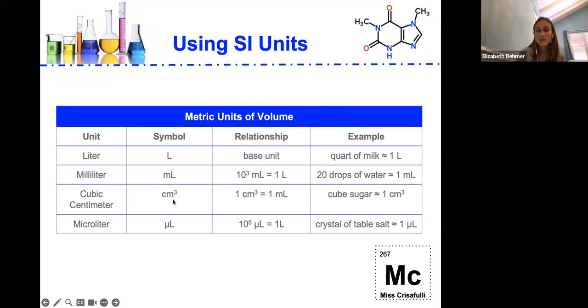The cubic centimeter, cm cubed: 1 cubic centimeter is equal to 1 milliliter. And a cube of sugar is about the size of 1 cubic centimeter. And the microliter is even smaller. So what would this be? 1,000,000 microliters, 10 to the sixth, one with 6 zeros at the end. That's 1,000,000 microliters is equal to 1 liter. And a teeny tiny crystal of table salt is about equal to 1 microliter.